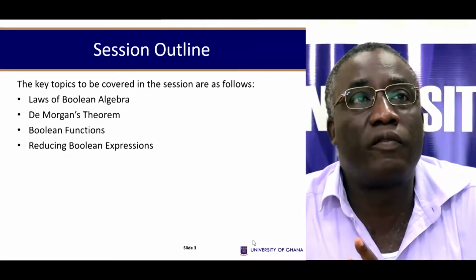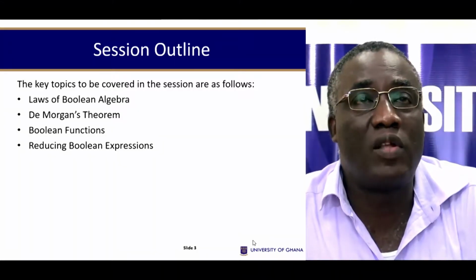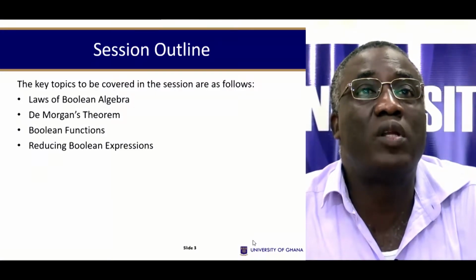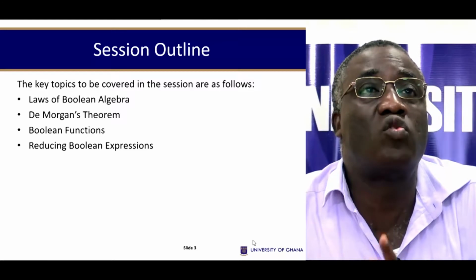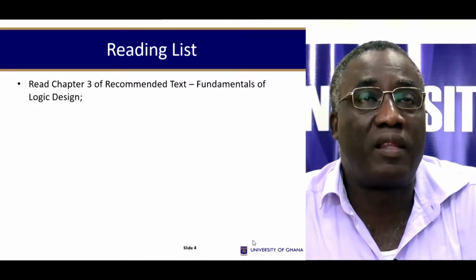So there are four things I want you to know. Some of the laws of Boolean algebra, De Morgan's theorem, Boolean functions, and how to reduce these Boolean expressions. These are the four things that you must know. You are required to read chapter 3 of the recommended text, which is Fundamentals of Logic Design.